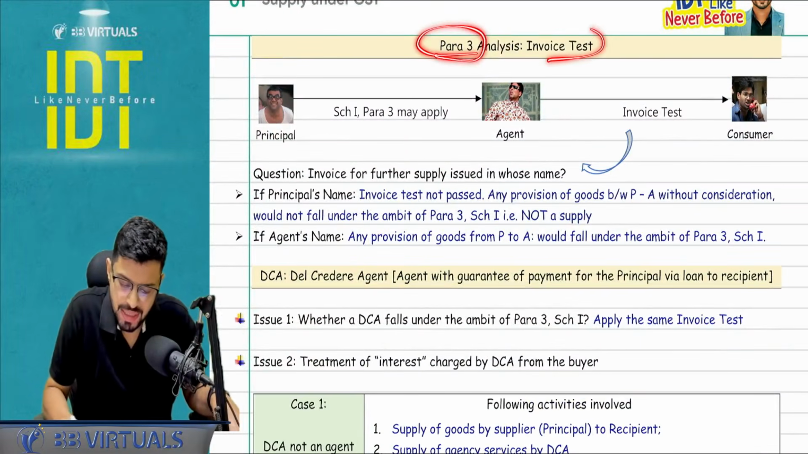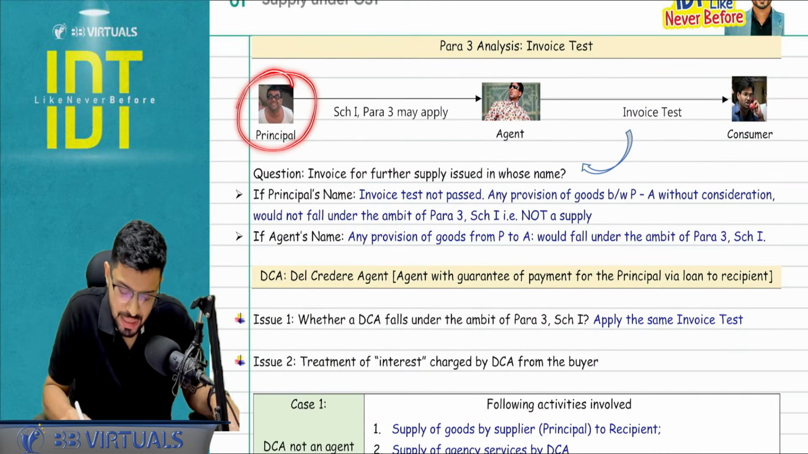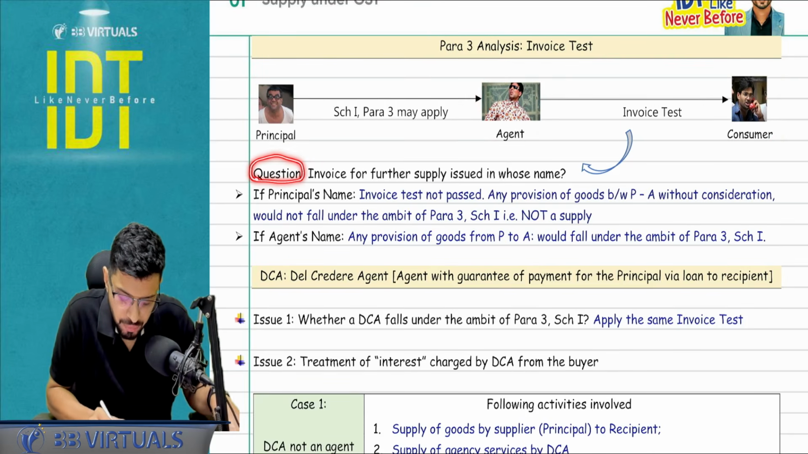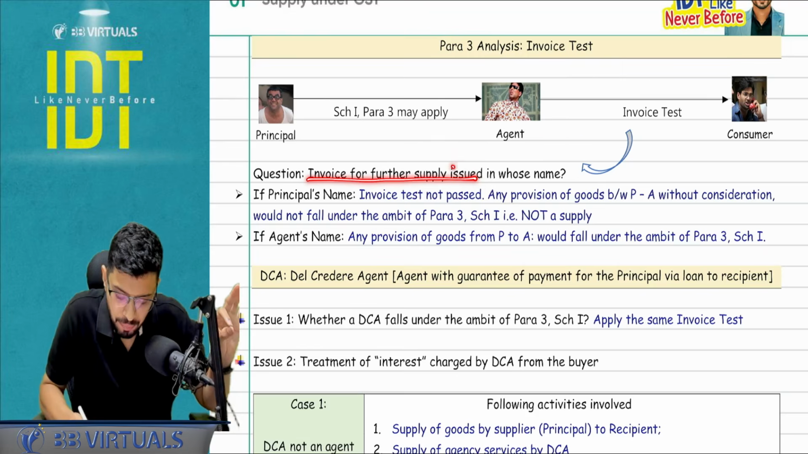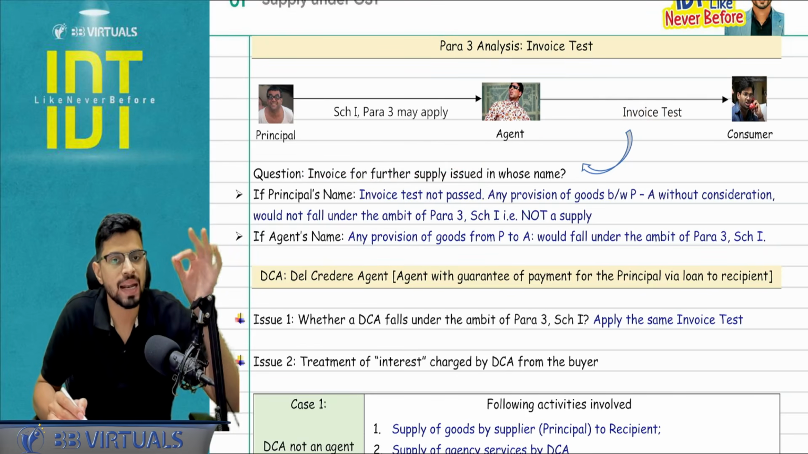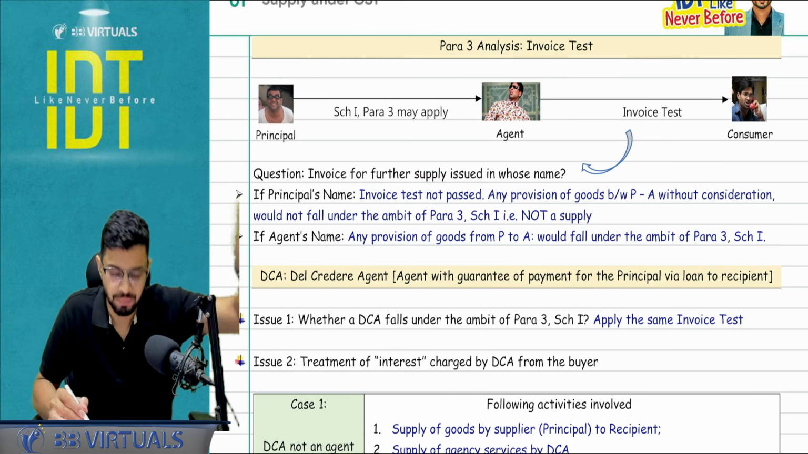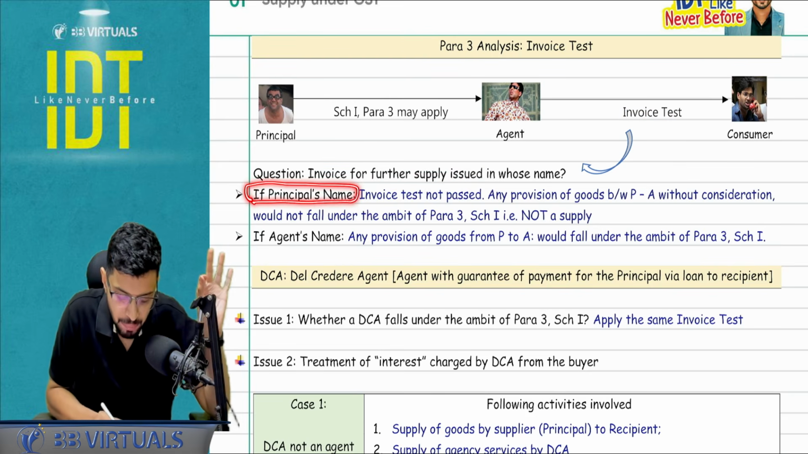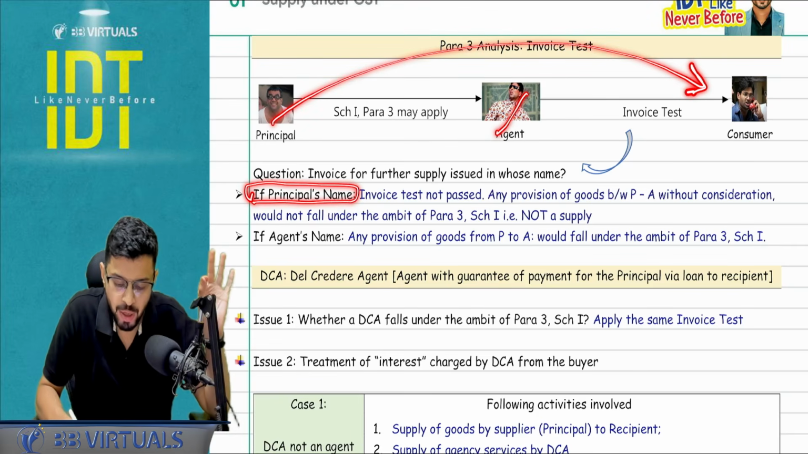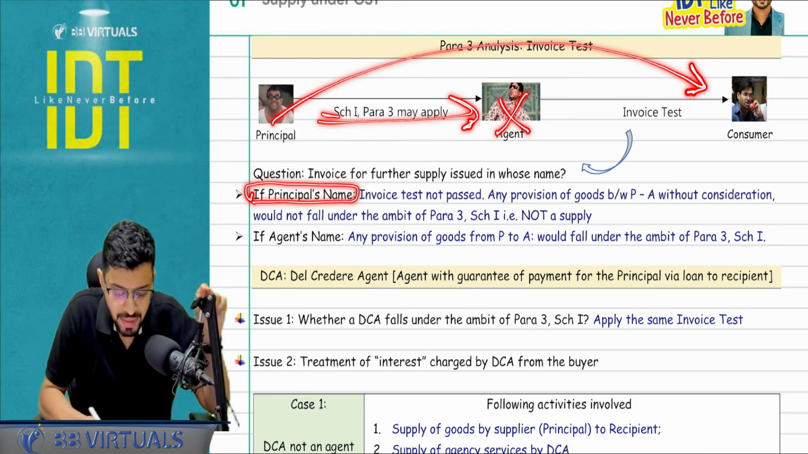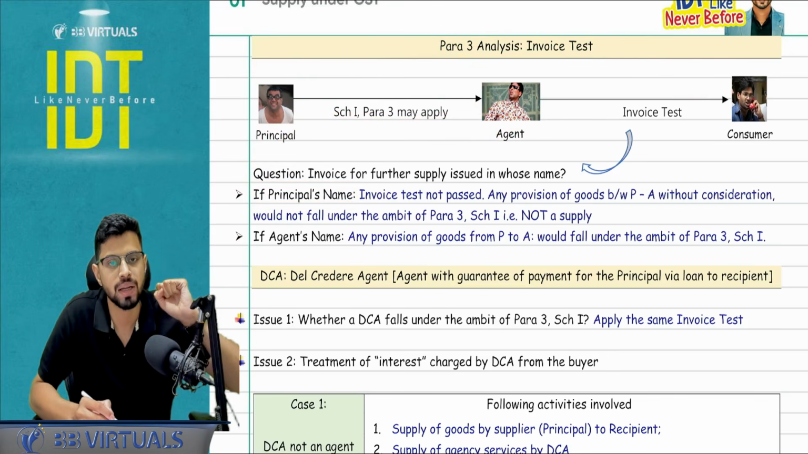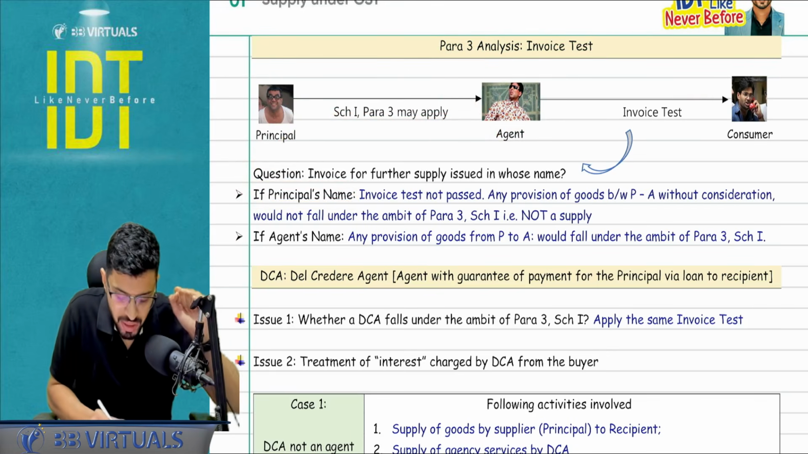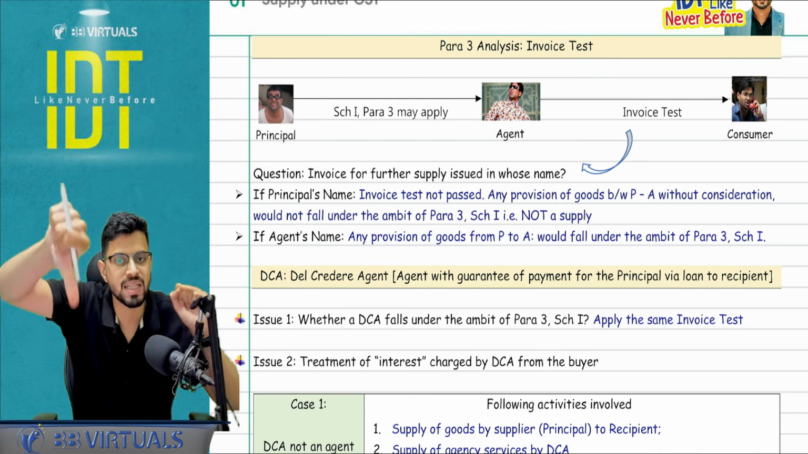Paragraph number 3 analysis involves an invoice test. He is the principal, he is the agent, and he is the customer. The only question which we need to understand for deciding the paragraph number 3 applicability is whether the invoice for further supply, that is this one, is issued in the name of agent or the principal. If it is issued in the name of the principal, it means this is a supply. Why to make this a supply again? If we make this a supply again, it will generate 2 GST liability for the principal, which will be difficult, which will be wrong. So if it is issued in the name of principal, means the invoice test has failed.